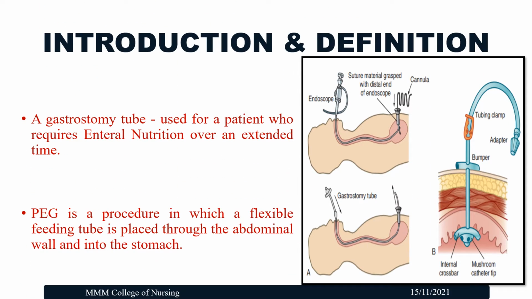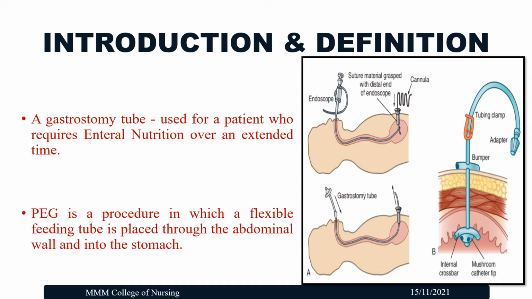Let's see the introduction and definition. A gastrostomy tube may be used for a patient who requires enteral nutrition over an extended period of time. Gastrostomy tubes can be placed surgically, radiologically, or even endoscopically. Here in specific, we are going to be looking at percutaneous endoscopic gastrostomy, in short form referred to as PEG.